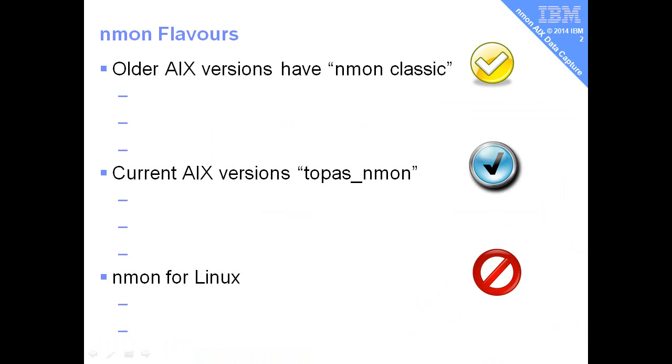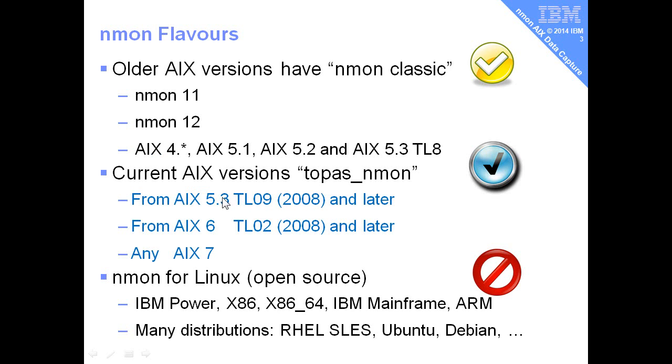I see Nmon as coming in three different flavors. We'll be focusing on this one, the Topaz Nmon, but there's the older classic version, and then there's Nmon for Linux. Completely different source code, but much the same sort of function. By the current versions of AIX, I mean after these particular versions, that's when Nmon was built into AIX itself. The older versions come in Nmon 11 and 12, and they'll be running on these older versions of AIX.